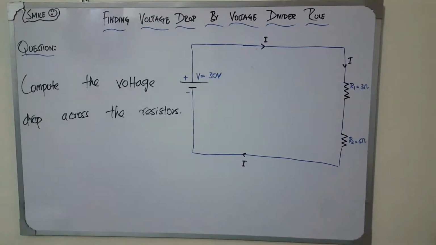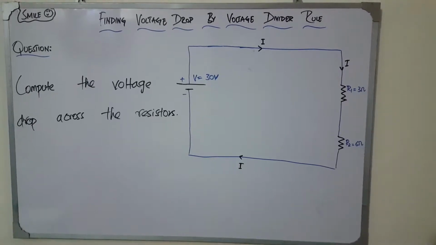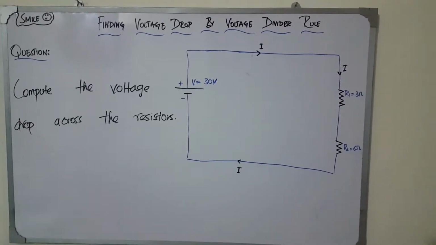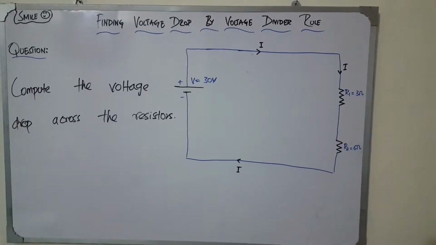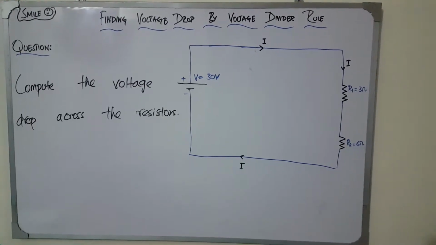Okay, so moving towards the next lecture. In the previous lecture we derived the formula for the voltage divider rule. We derived the basic formula with which we can easily find the voltage drop across a resistor directly. Today we are going to solve an example.